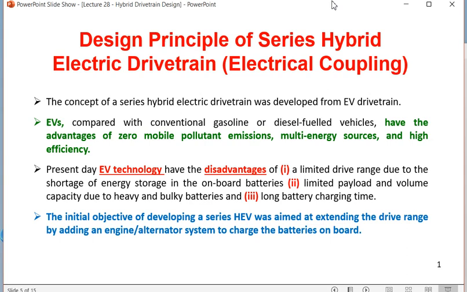We have seen there are 8 to 9 modes of operation. One mode was source 1, which is the engine, driving the vehicle. Second was the secondary power source, which is the batteries, driving the vehicle. Third is when there is a huge power requirement, at which time the engine and battery together are driving the vehicle.